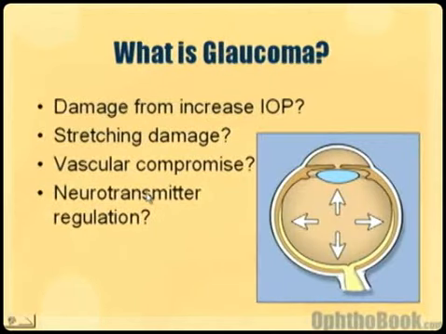The first question is, what is glaucoma? There are a lot of theories as to what glaucoma is, and unfortunately there's not really a straightforward answer. Some of the theories think that maybe there's damage from increased intraocular pressure. Basically, this pressure is damaging the eye in some way. Some people postulate that maybe there's stretching damage from stretching the walls of the eye and therefore the tissues involved. Maybe there's vascular compromise. The increased pressure decreases the vascular supply to the optic nerve. And other people think maybe there's some type of neurotransmitter involved with this process.